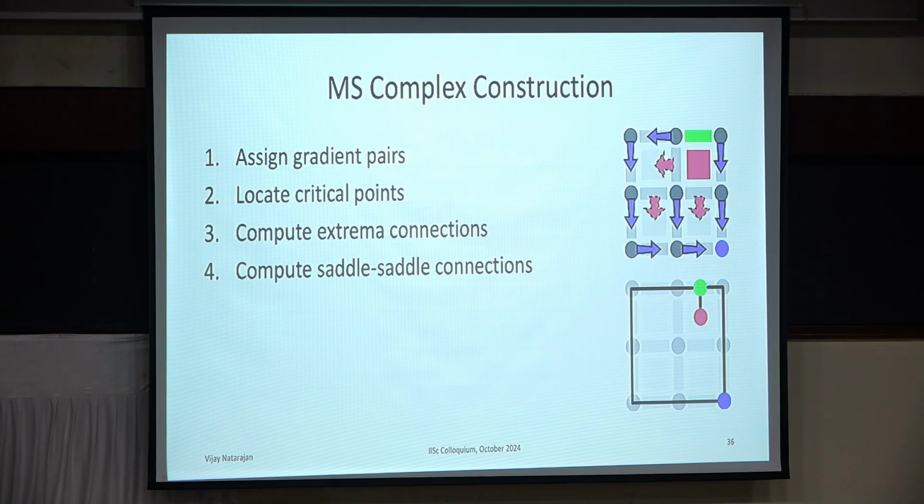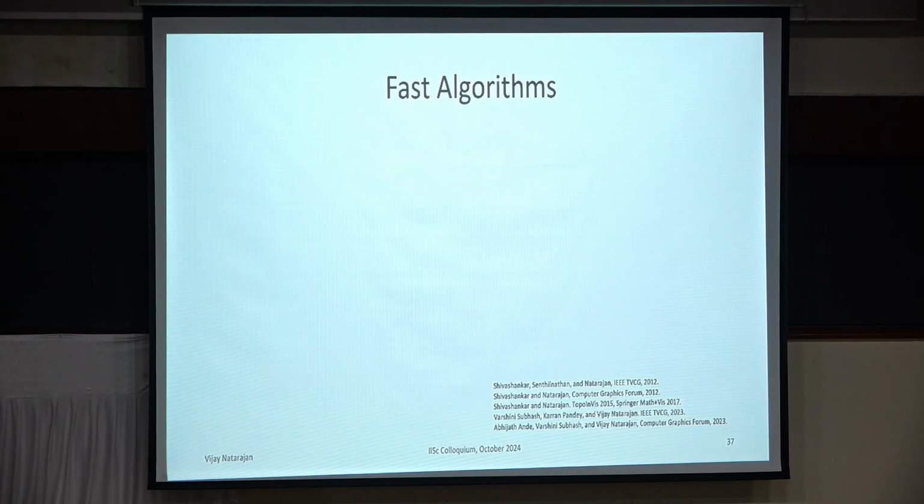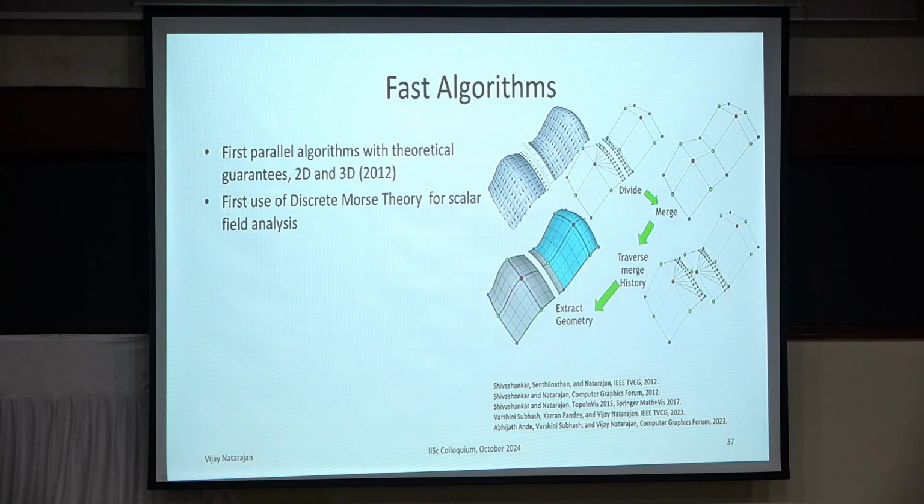So this transformation from the piecewise linear to this discrete setting allowed for fast algorithms. In particular, it allowed for fast parallel algorithms. What we showed was a way to compute these gradient pairs such that the gradient pairing in a particular cell is independent of the gradient pair in the neighboring cells. And this independence, proven in the form of an independent pairing lemma, allowed us to compute these pairs in parallel.